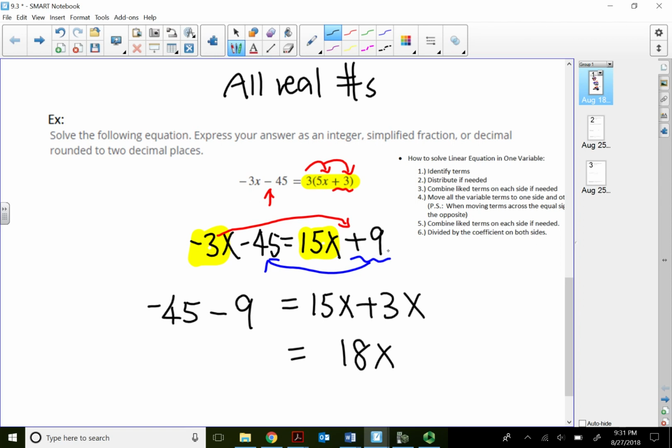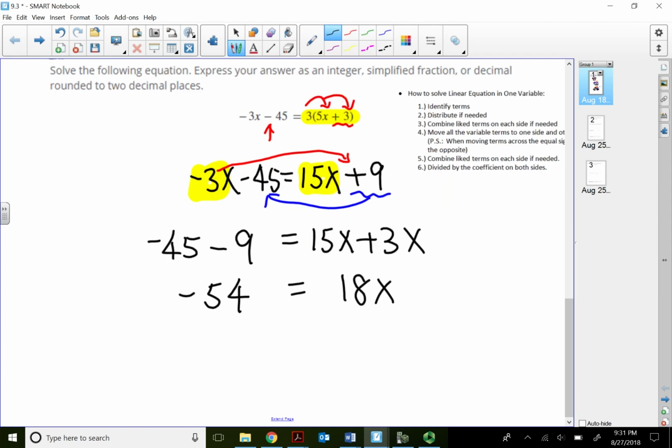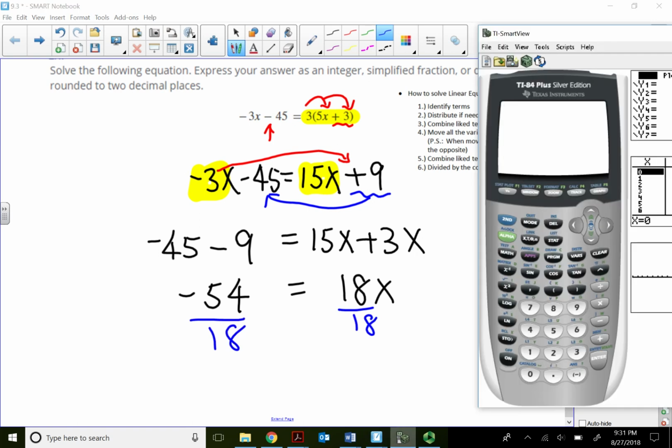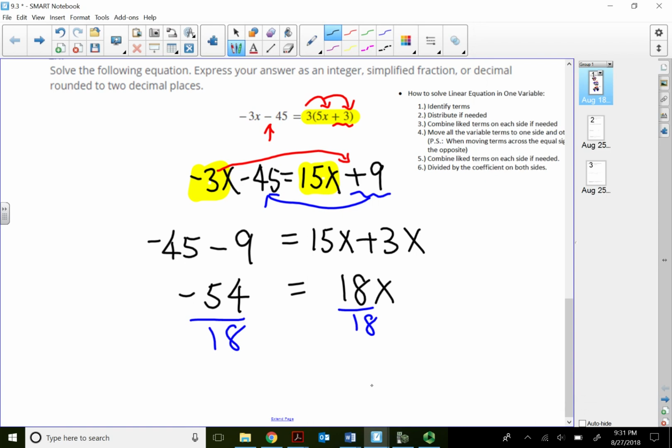The left side, positive 9 goes over, becomes negative. So negative 45 minus 9. Terms with the same sign, we add, or you can put this in the calculator. That will give you negative 54. So now divide both sides by the coefficient 18. My answer, what is it? Negative 54 divided by 18. And that will give me negative 3. So my answer, x equals negative 3.